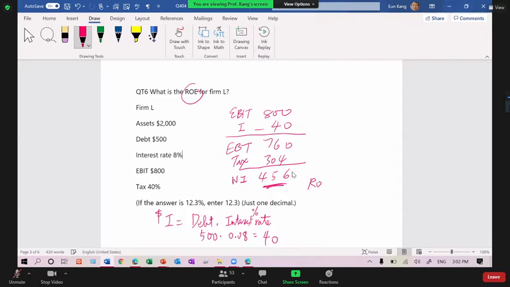So ROE is 456 over equity. Total asset is 2,000, so equity is total asset minus debt. 2,000 minus 500, 1,500. So that is 30.4%.